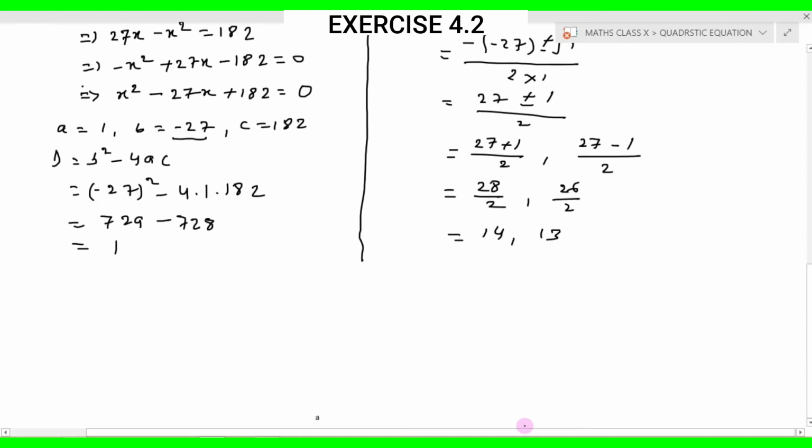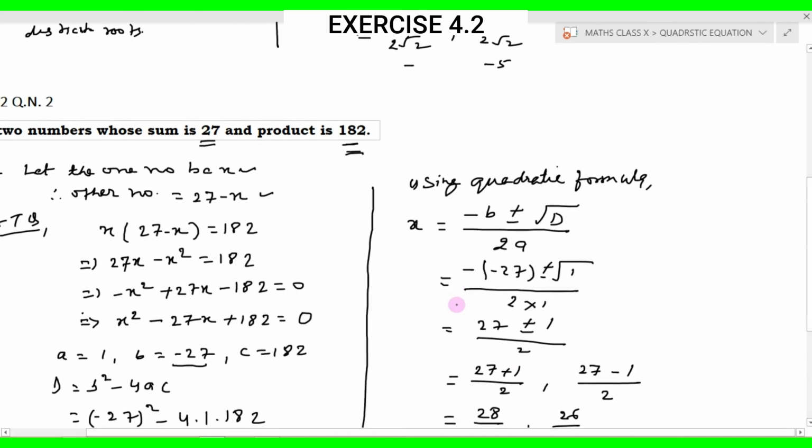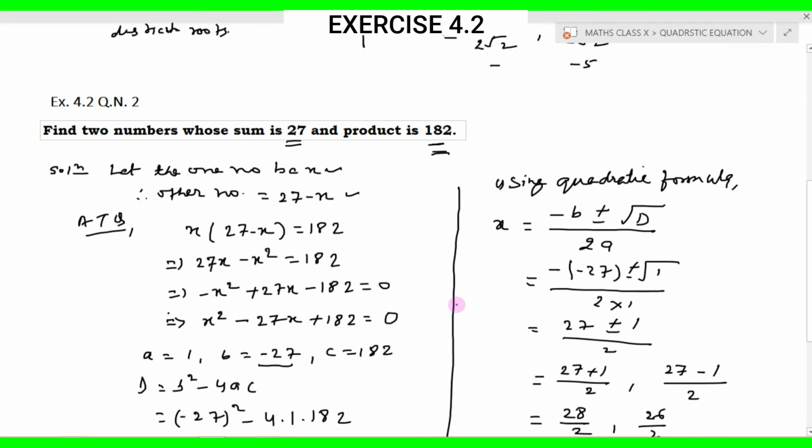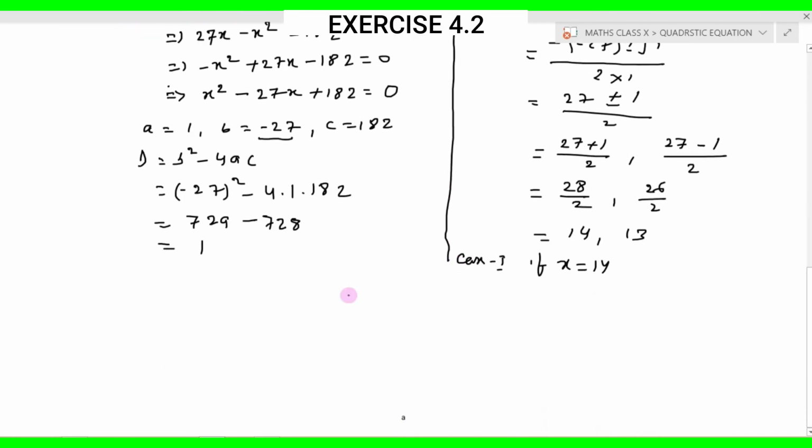Okay, so if we get two values of x, then we have two cases. Case 1: if x equal to 14, then what we need to find? We need to find the two numbers. Let one number be x and the other number is 27 minus x. So if we have x equal to 14, then one number is 14 and the other number is 27 minus 14, which is equal to 13.